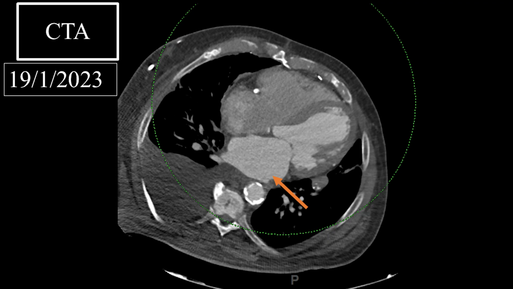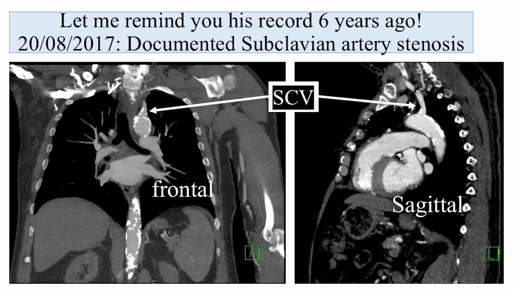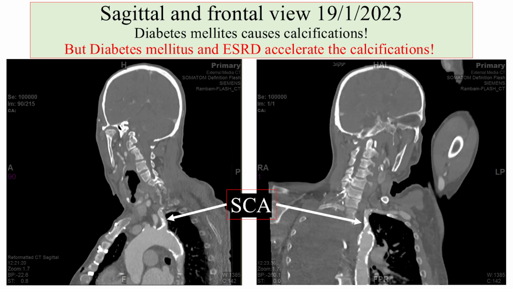Flow is perfect and bending is not relevant. CT angio is necessary due to suspected central inflow stenosis. On previous CTA in 2017, a calcified mild stenosis was detected at the origin of the innominate artery from the aorta. On CTA, there is a severe stenosis at the origin of the subclavian artery from the aorta. You can follow the red arrow. This is a sagittal and frontal view of the stenosis with severe aggravation compared to the previous CT angio 6 years ago. Diabetes mellitus causes calcifications, but diabetes mellitus and end-stage renal disease accelerate the calcification.